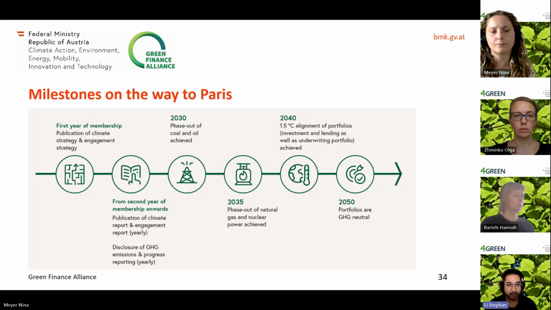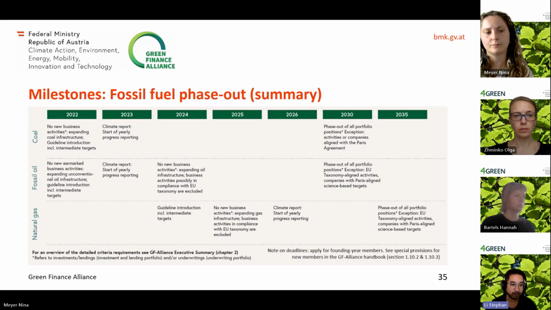So first of all, there's a clear roadmap on when to phase out of coal and of oil and of gas. So in 2030, phase out of coal and oil, 2035 of gas. And if you look then into the details, you can really see what this means for the members. So if you, for instance, look at coal, you can see that already by 2022, so 2 years ago, no new business activities expanding any coal infrastructure is allowed. And in 2023, progress reporting should already start, and by 2030, an all-out phase out of all portfolio positions should have been achieved.